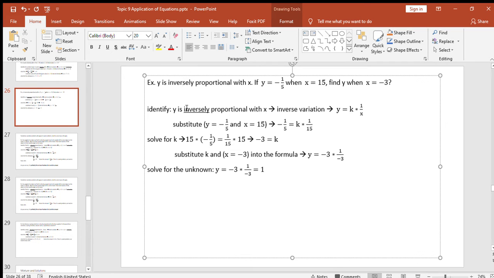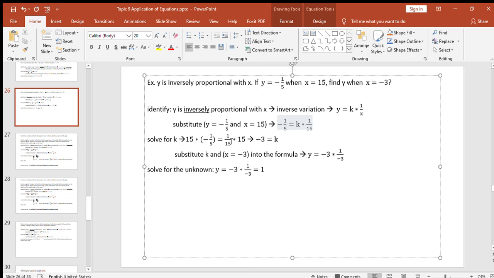Let's solve this problem. It's inverse variation, so it's going to be y is equal to k times 1 over x. So substitute our first two numbers. First two given, y is equal to negative 1/5 and x is equal to 15. So if you substitute that, you'll get this formula. Negative 1/5 is equal to k times 1 over 15. And now we want to isolate k. So we have to get rid of that 1 over 15.